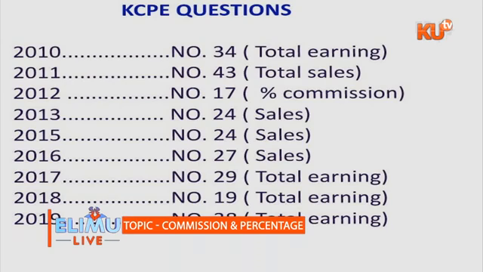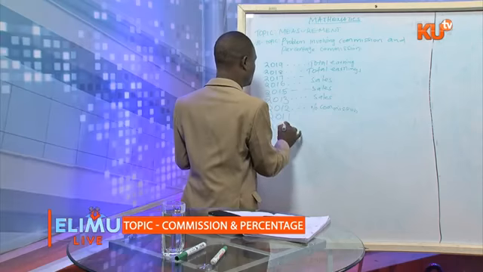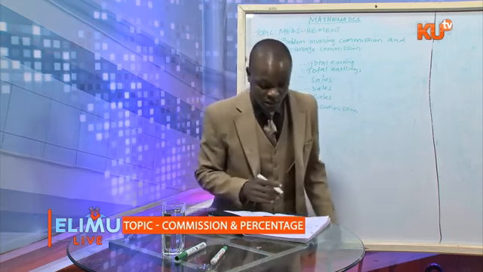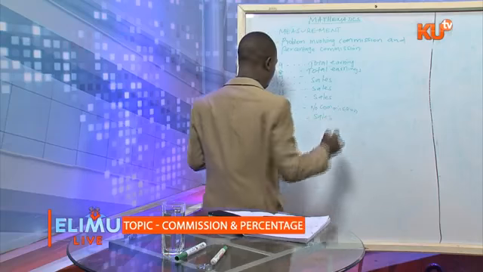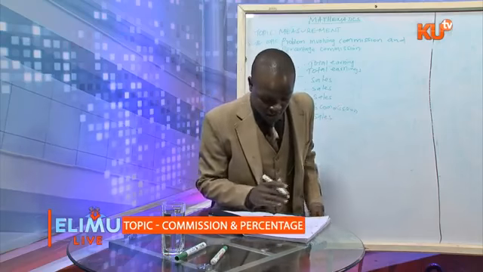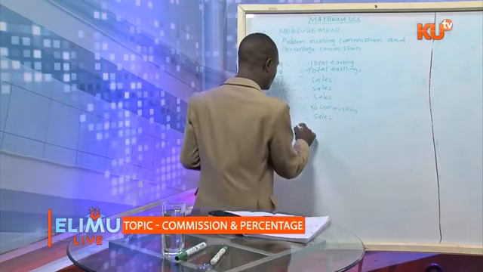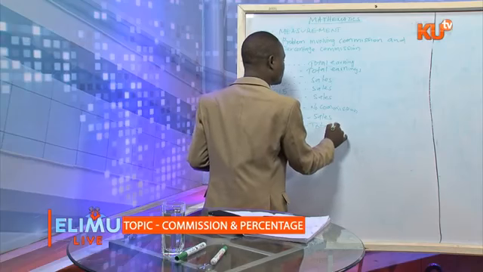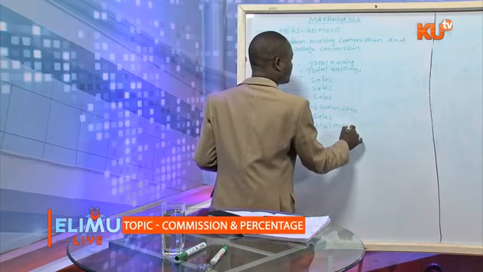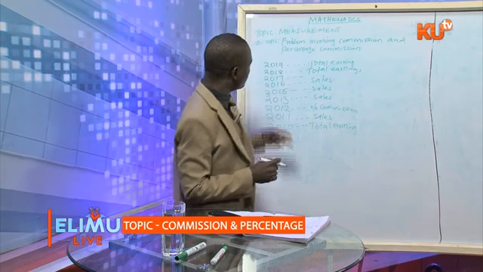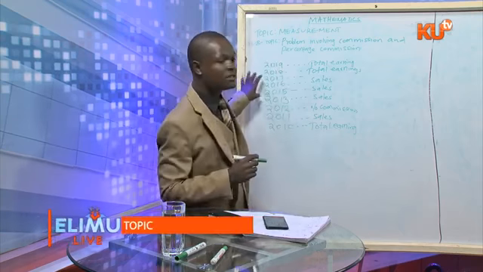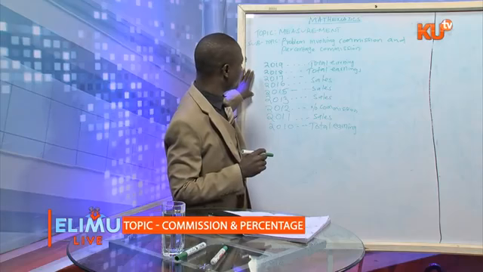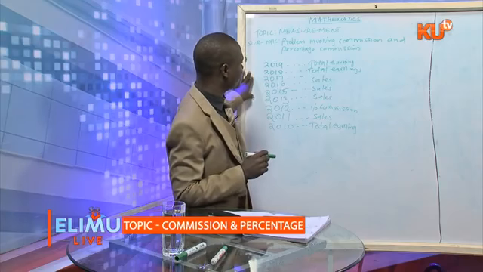Then in 2011, the question was set on total sales. Again, we have total sales. In 2010, the question was about total earnings. So looking at this breakdown, we can tell that this is one of the key areas as far as KCPE mathematics is concerned.